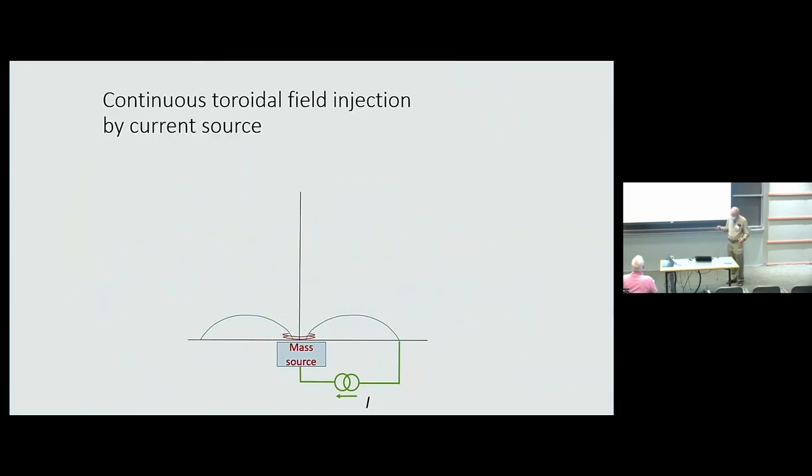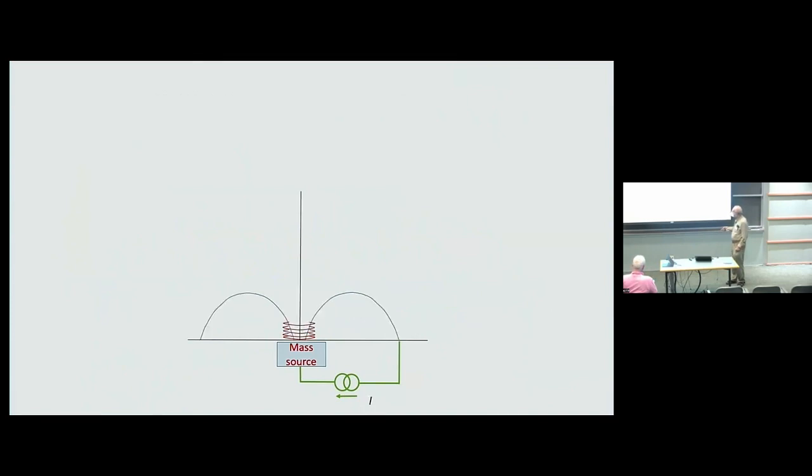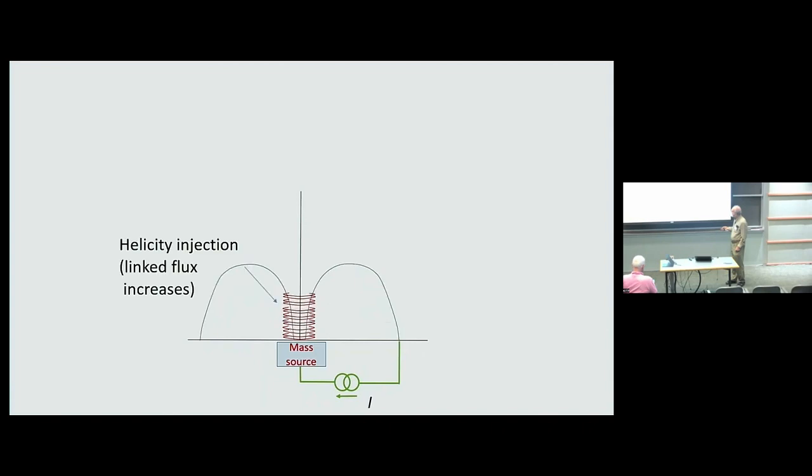And we keep on doing that. So there's a continuous injection of toroidal field by that current source. And so the system is going to change, and the current is the same. So we have more and more of these red circles.